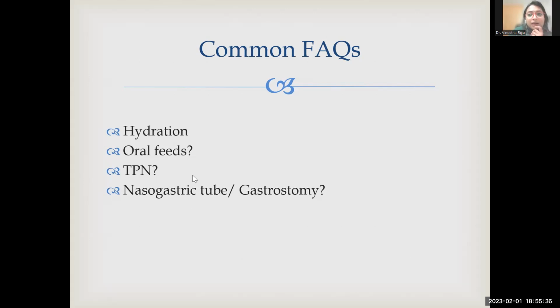And oral feeds, how often do you give oral feeds? We had already talked about it. There is no one-line rule saying that your patients have to be nil by mouth. They can be given sips of fluid. They can be given liquid diet intermittently as they tolerate. So nasogastric tube or TPN. Okay, so again, would you like to advise your patient TPN during this time?